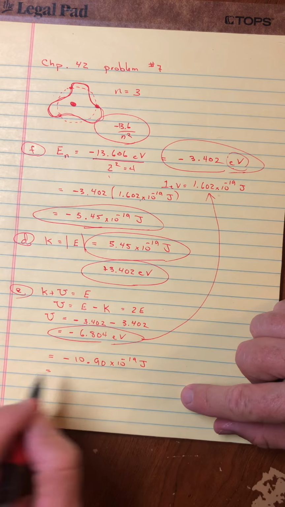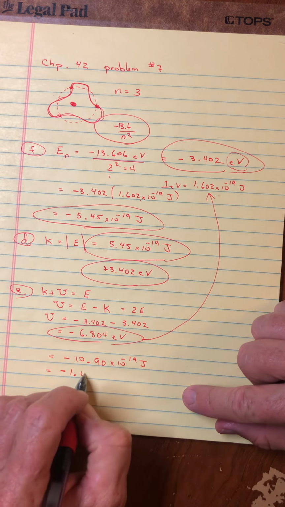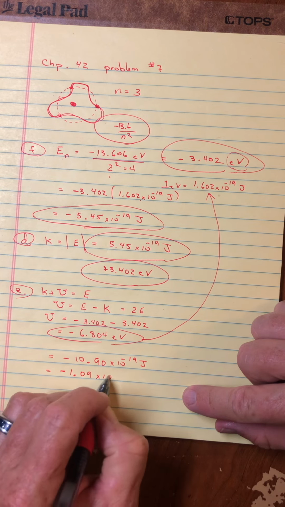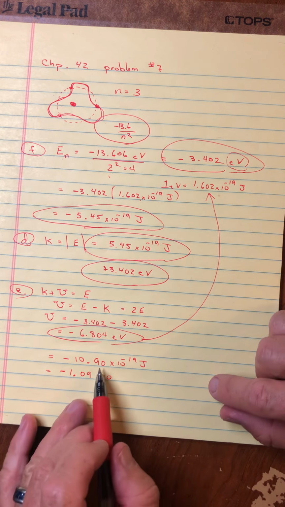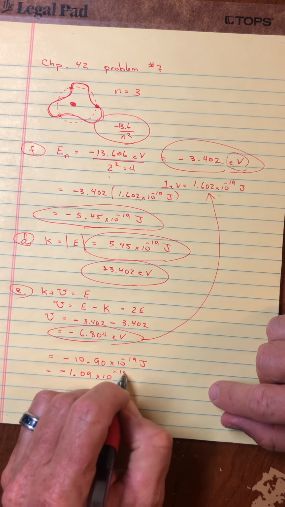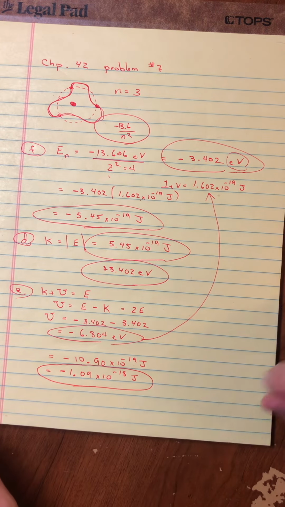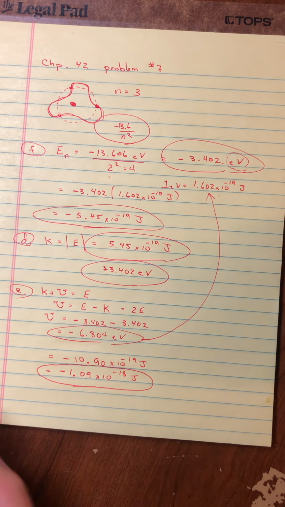Then I suppose if I want to make it scientific notation, I'll move the decimal. And of course, making this smaller means I have to make that one bigger, so 10 to the minus 18 joules. So this would be the potential energy.